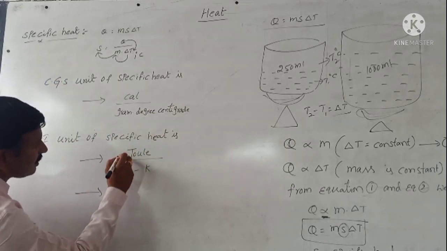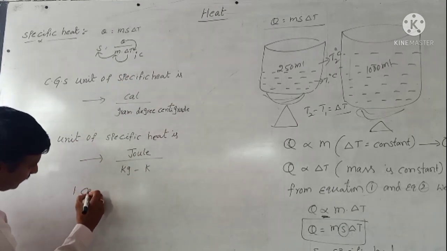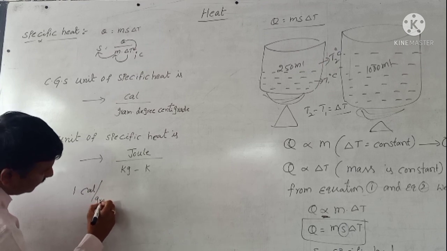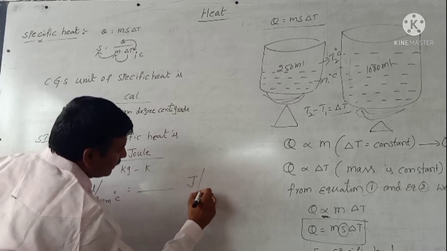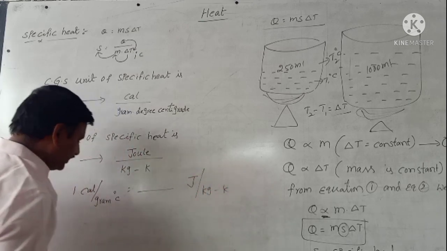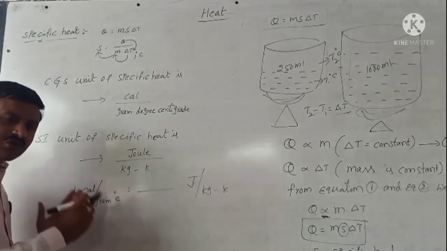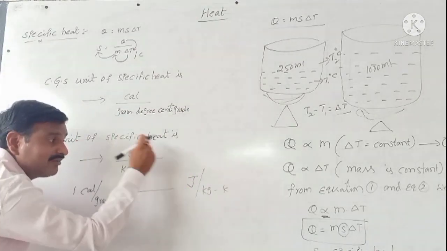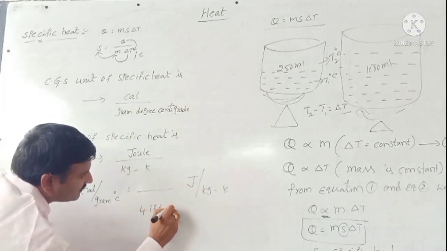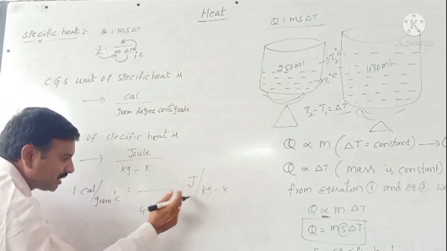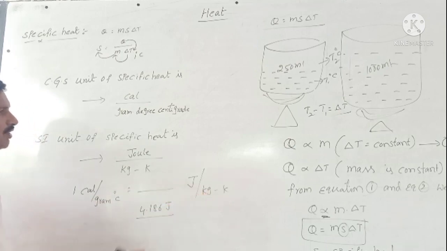So what is the relation between these two? 1 calorie per gram degree Celsius is equal to how many joules per kilogram Kelvin? That means the calorie value is converted to joules. We already discussed that 1 calorie is 4.186 joules. Calorie is converted to joules, and gram is converted to kilogram.